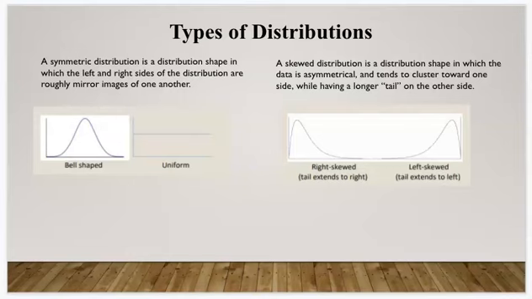So it tends to cluster toward one side. It has a longer tail on the other side. Now, make sure you pay attention to these names because they're not intuitive. Right here, when you have a big cluster of data on this side, but the tail continues to the right, we call that right skewed. Okay? The opposite of that is when all the data is clustered to the right, but the tail extends to the left, we call that left skewed.